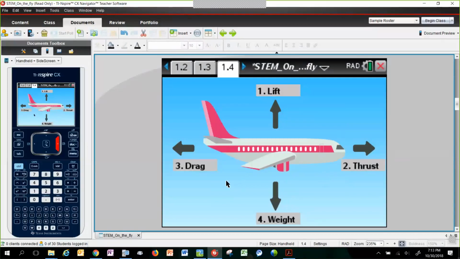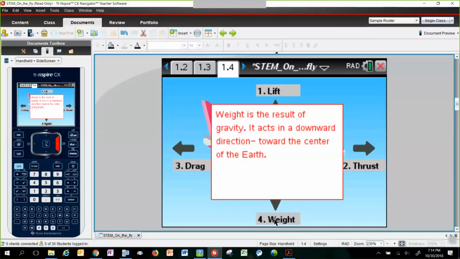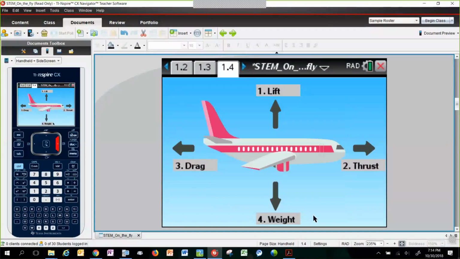But before we do that, let's look at the other two forces that act on an airplane. Drag is basically differences in air pressure and friction. It's air resistance, essentially. As the plane moves faster forward, there's going to be more drag associated with it, so you have to have more thrust than drag to keep the plane moving in the right direction. And then the last force we'll talk about is weight. Weight is the result of gravity and the mass of the airplane, so it acts in a downward direction, opposite of lift, toward the center of the earth, of course. All right, so those are the four forces that act on the plane.